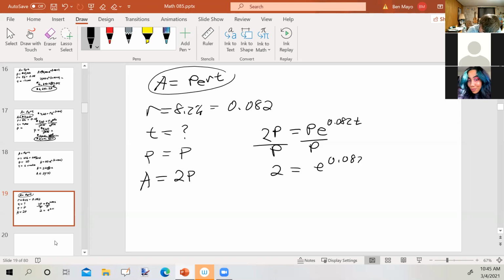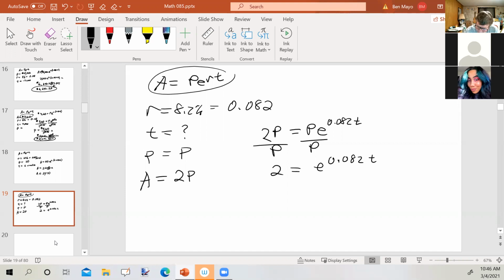Now, I want to make sure I don't divide by 0, but I'm fairly confident that p isn't 0, because if we're talking about a population that's 0, why are we even talking about it? Okay, so there's got to be some population. But now I've eliminated p from the equation, even though I didn't even know what it was.